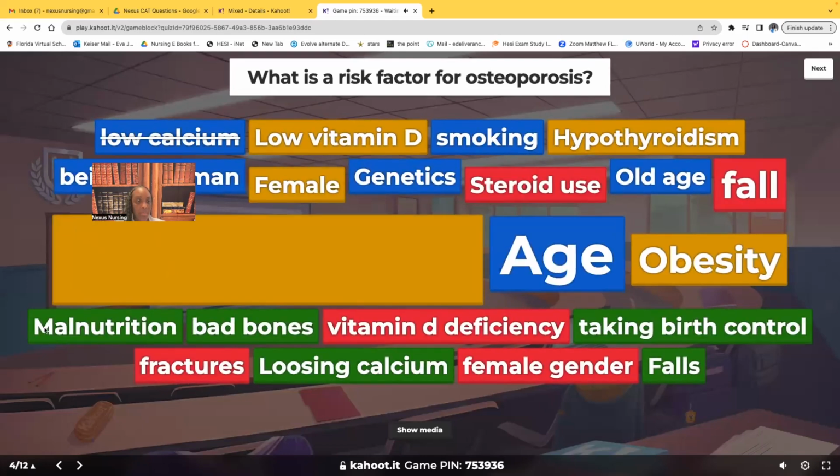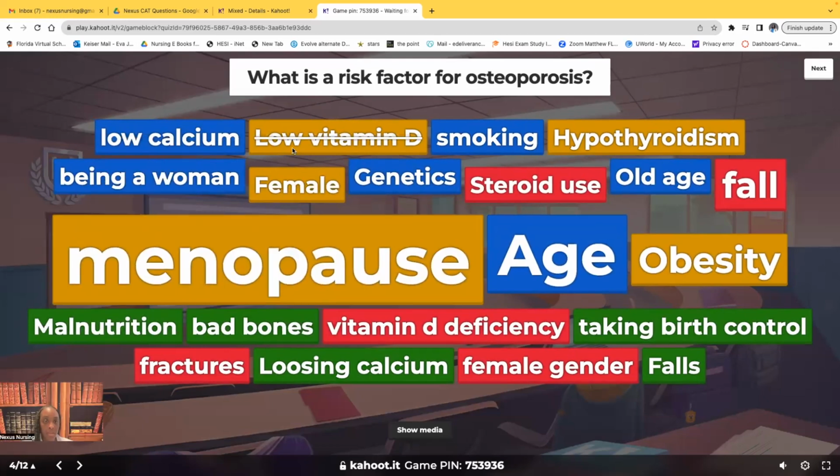Low calcium, low vitamin D, smoking, being a woman. Let's be more specific. Genetics, yes, but let's be more specific. Old age, obesity, vitamin D deficiency, birth control. Let's be more specific. Losing calcium. Okay, so let's talk about this, guys.